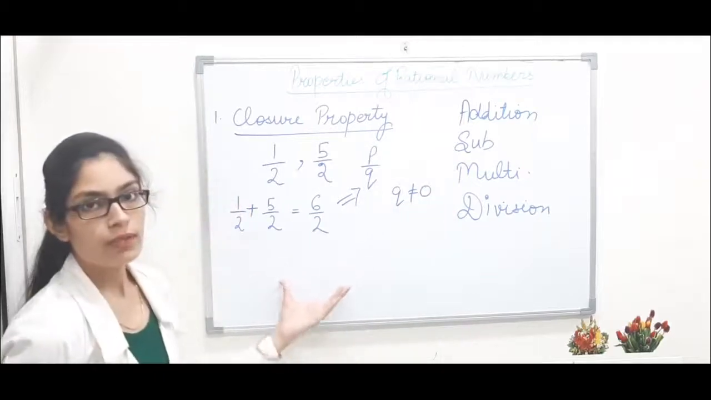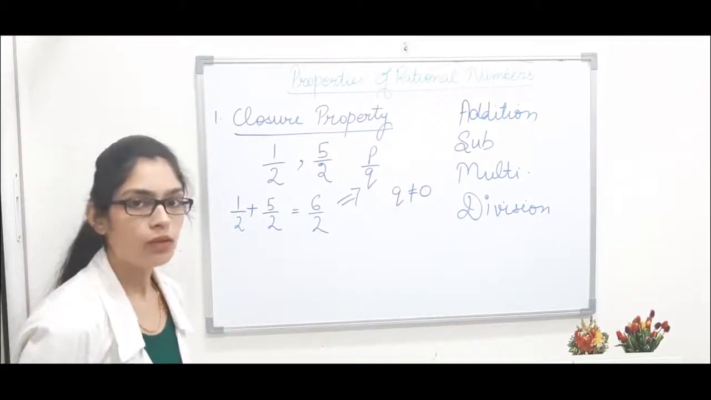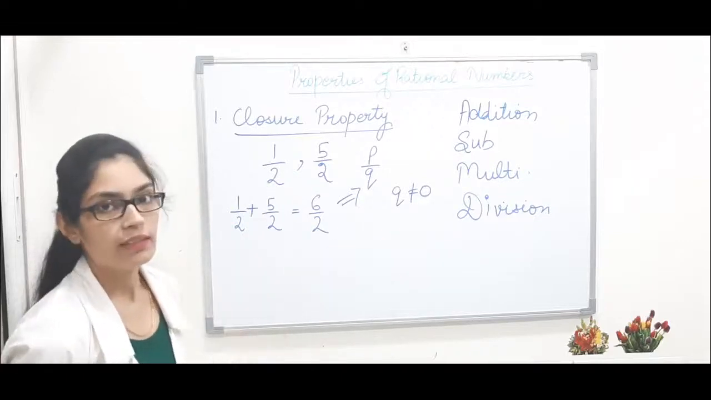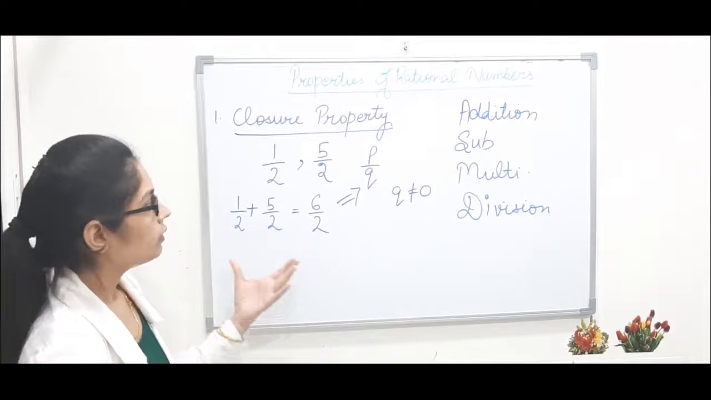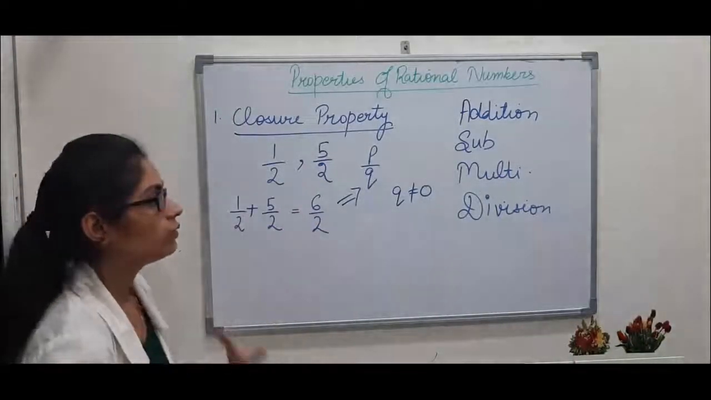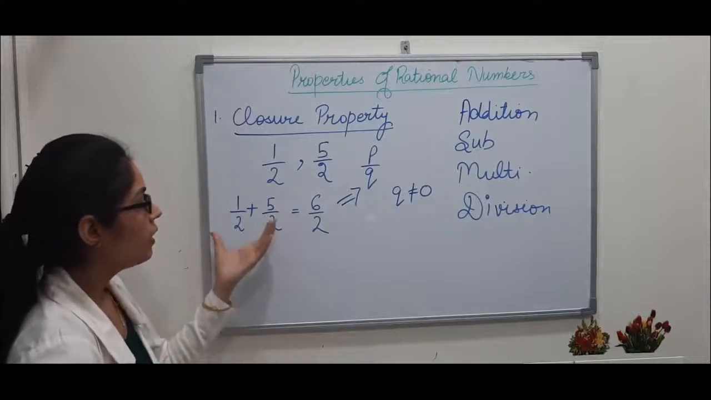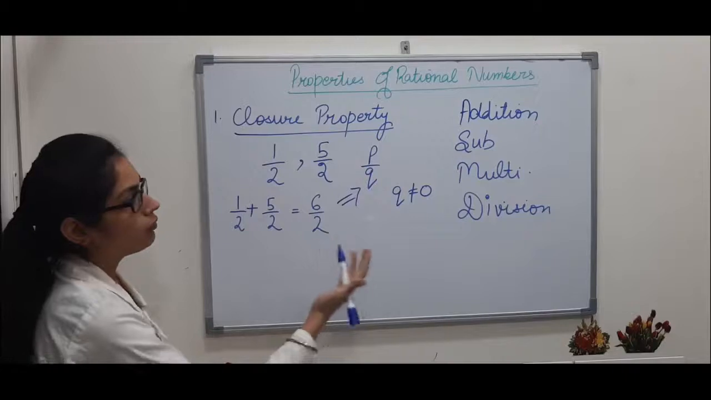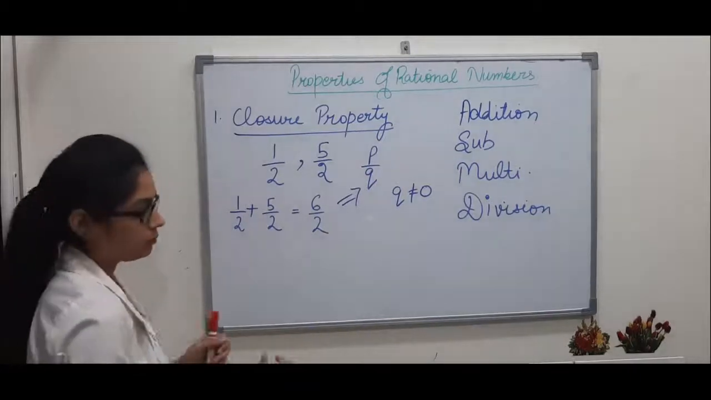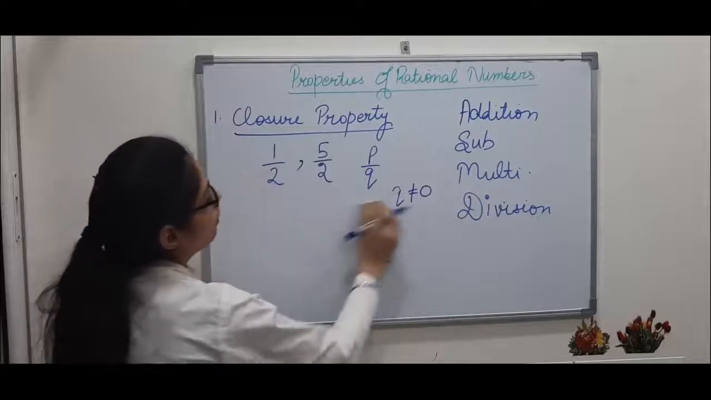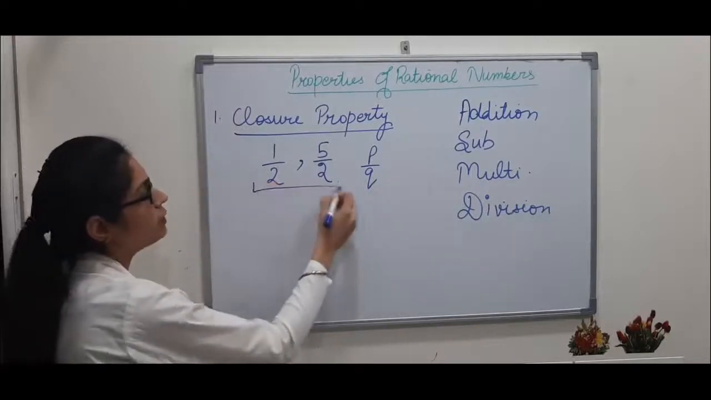In the previous video, we have already discussed the meaning of rational numbers. You can go and see that video if you have not seen it till now. Now we can discuss. We have seen if I am adding two rational numbers, my answer is also a rational number, which means rational numbers are closed under addition. Now let's find it out for subtraction. Let's do subtraction for the same numbers.